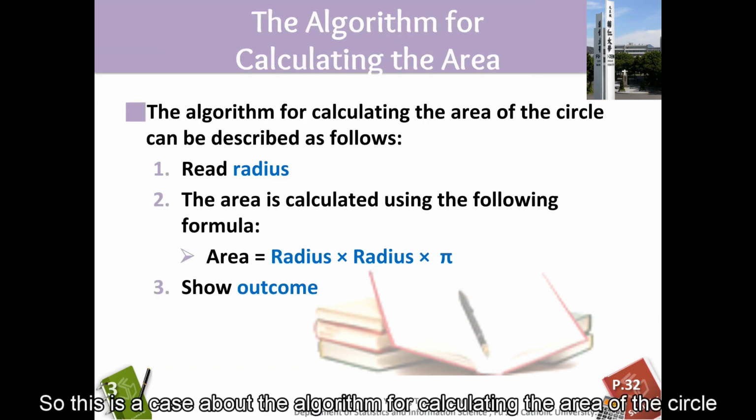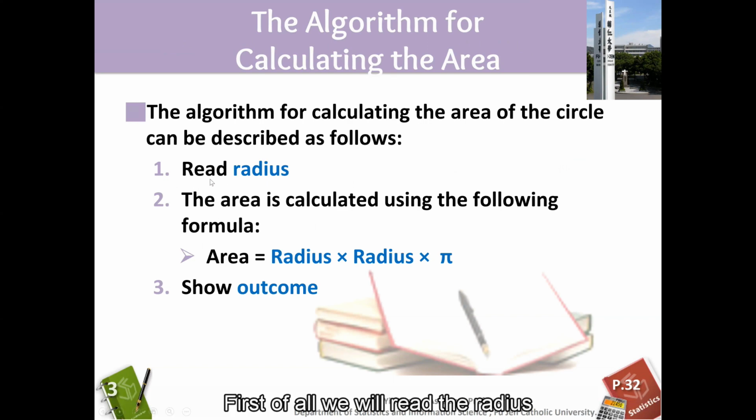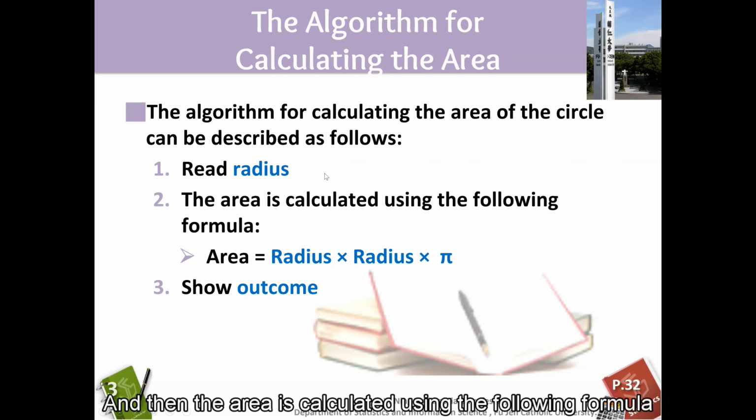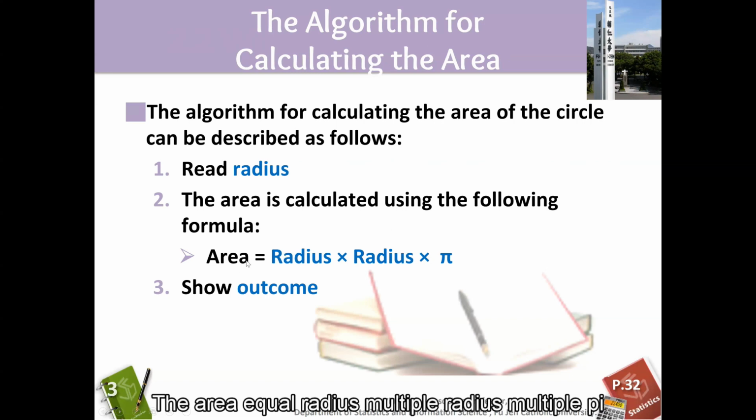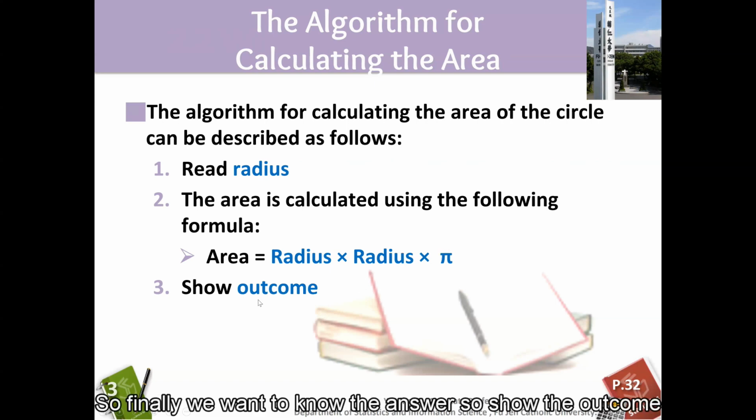This is a case about the algorithm for calculating the area of a circle. The algorithm for calculating the area of the circle can be designed as follows. First of all, we will read the radius. It's part of input. Then the area is calculated using the following formula: area equals radius times pi. We know that, okay? Finally, we want to know the answer, so we show the outcome.